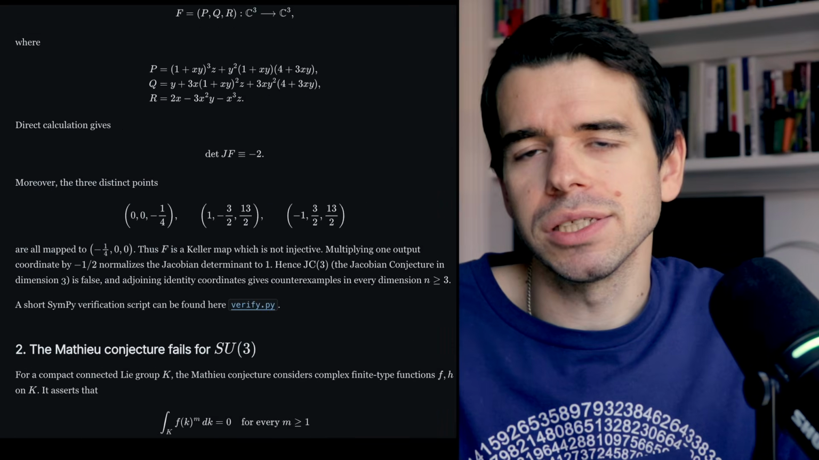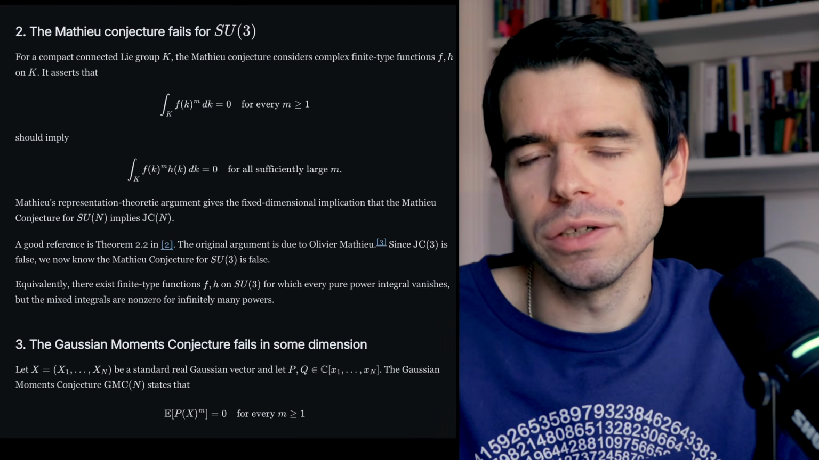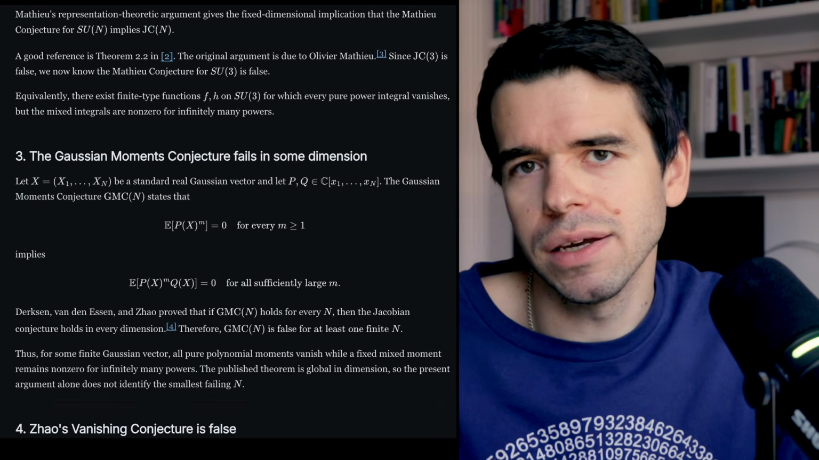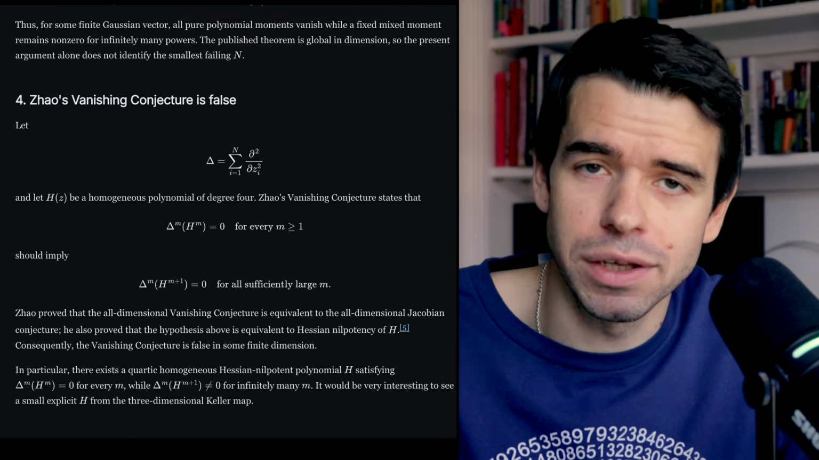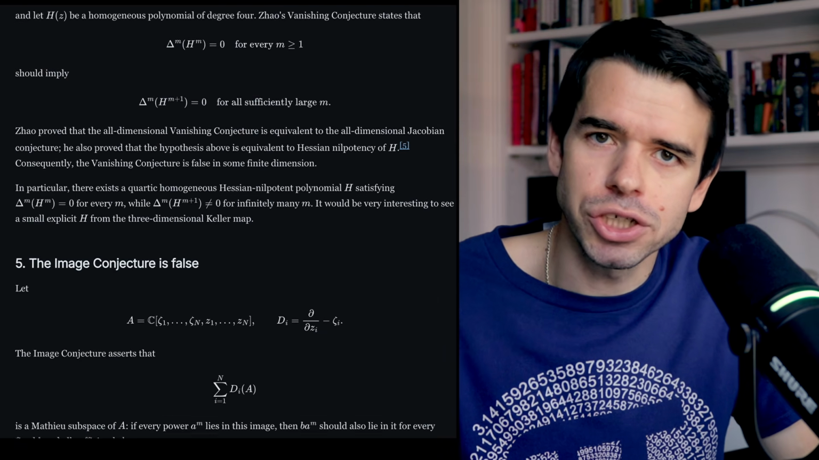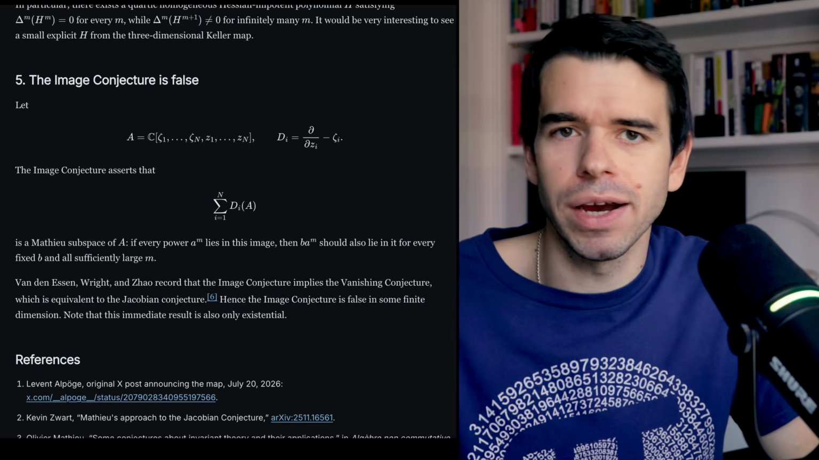One immediate logical consequence is that the Matthew conjecture for the group SU3 must also be false. There are some other chains of implications that show, for example, that Zhao's vanishing conjecture and the image conjecture are false in at least some finite dimensions.